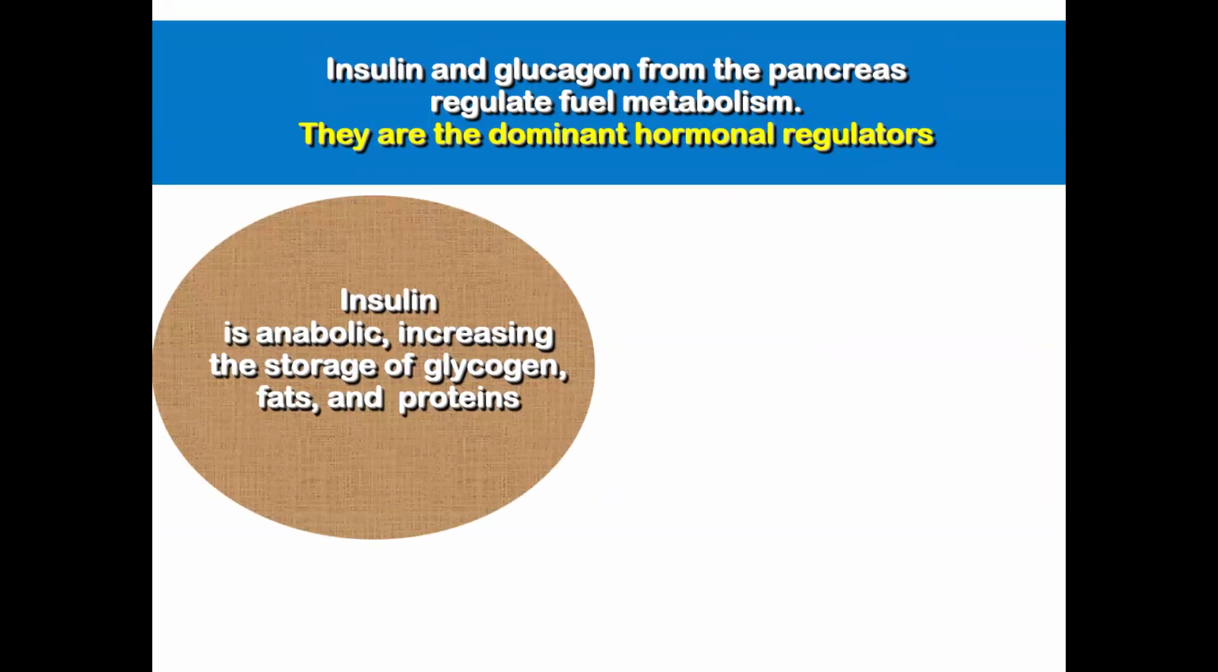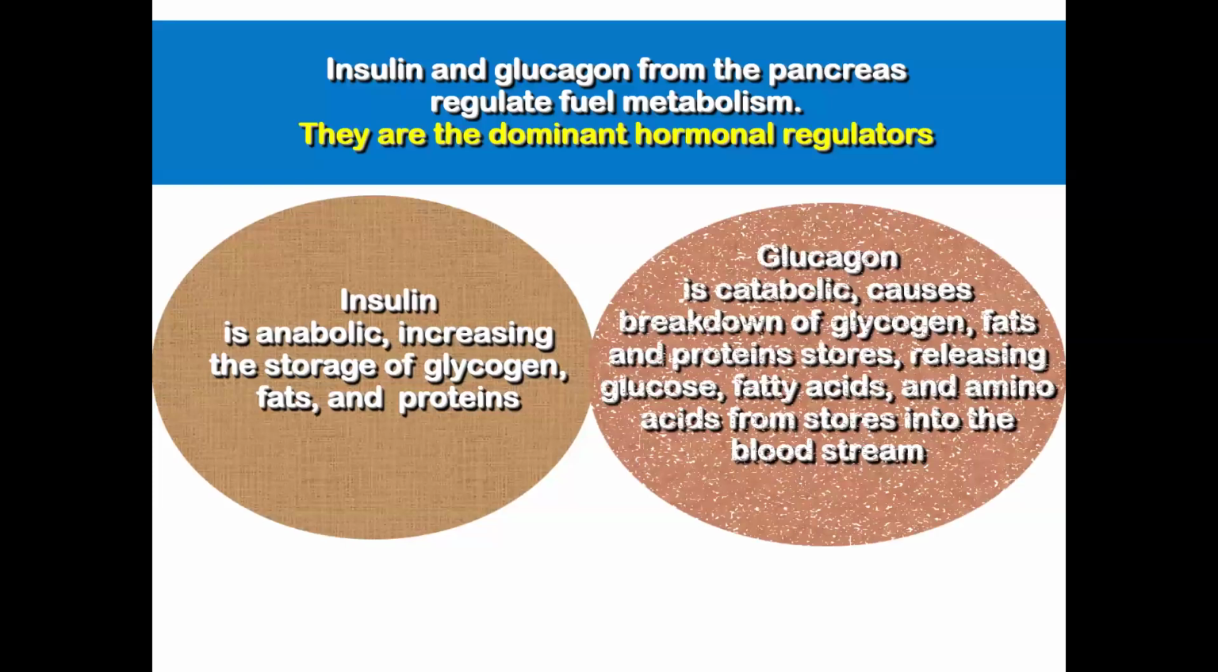Insulin is an anabolic hormone, and it increases the synthesis and storage of fats, proteins, and glycogen. Anabolic means that it stimulates synthesis and storage, whereas glucagon is catabolic. Catabolic means that it will stimulate the breakdown. So glucagon is mainly the hormone which breaks down our stores, the protein stores, fat stores, glycogen stores.